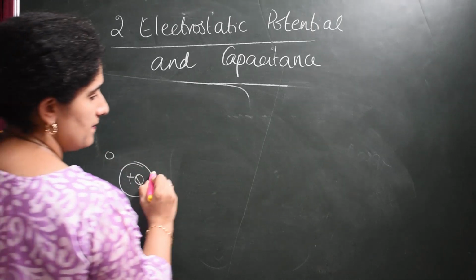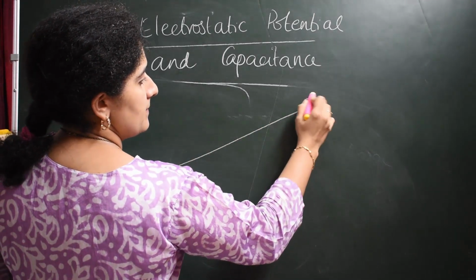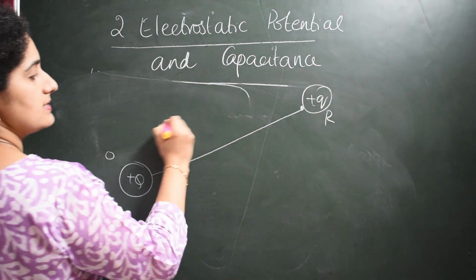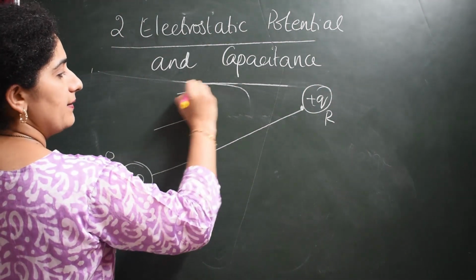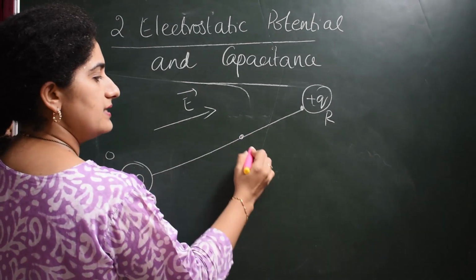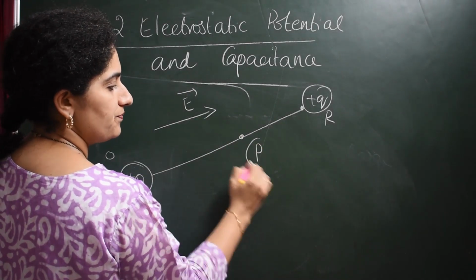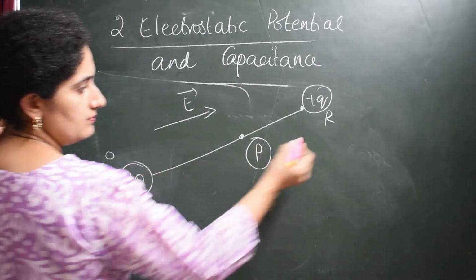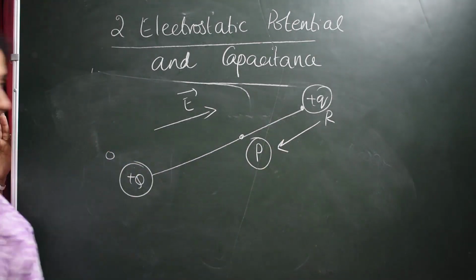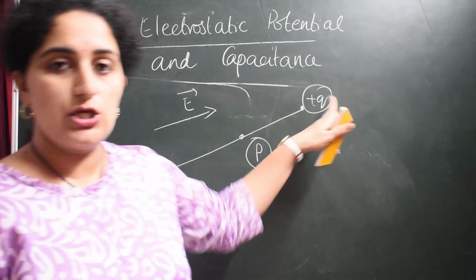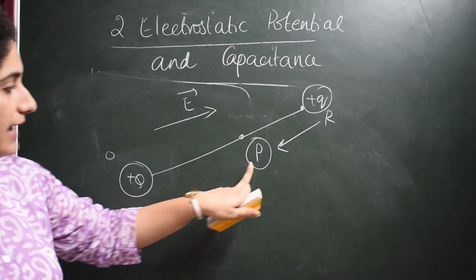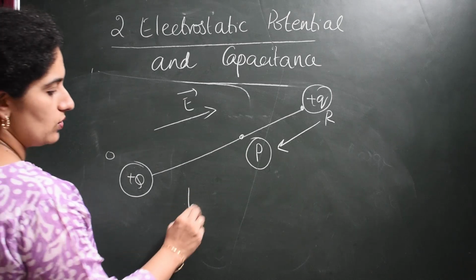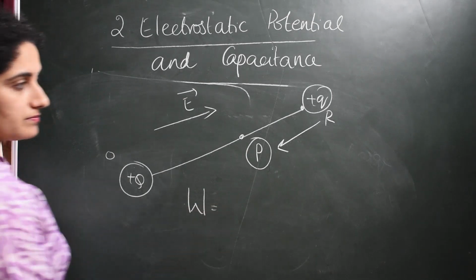Now say that you have two points, plus Q at the origin. This is the test charge, which is located at R. This is the direction of the electric field E. You have an intermediate point P. Now what do you do first? Bring this plus Q to the point P and then from P to Q. So we have to now calculate the total amount of work done.